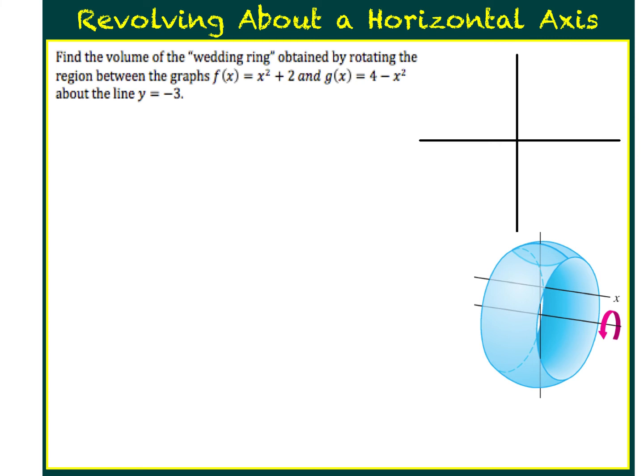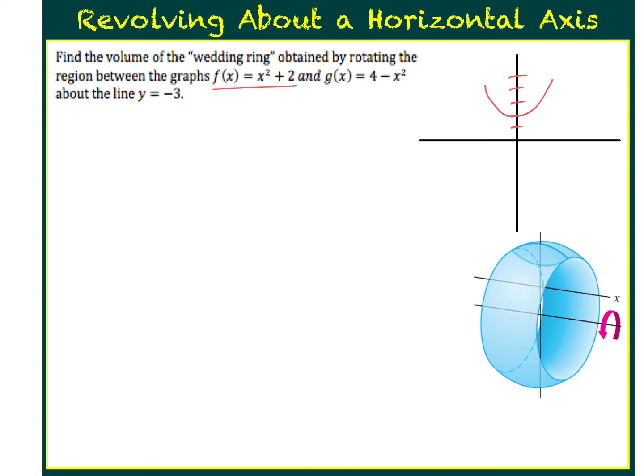Find the volume of the wedding ring obtained by rotating the region between the graphs. All right, fantastic. Let's start drawing a picture. All right. What is this x squared plus 2? Parabola. Which way is it going? Up 2, and then it opens which way? Up. All right, so we're going up 2, and it opens up. That was terrible. All right, that was better.